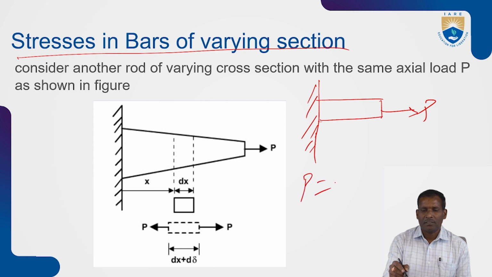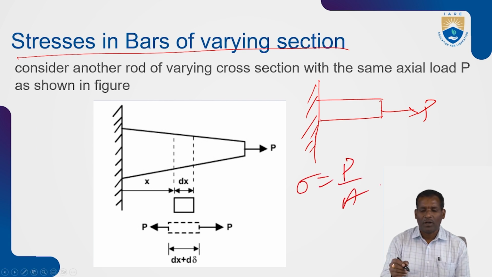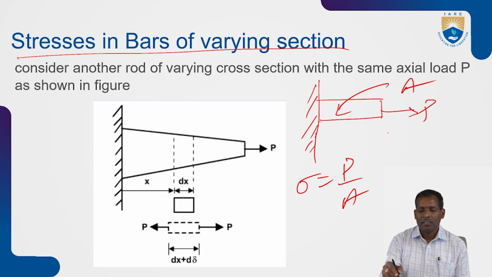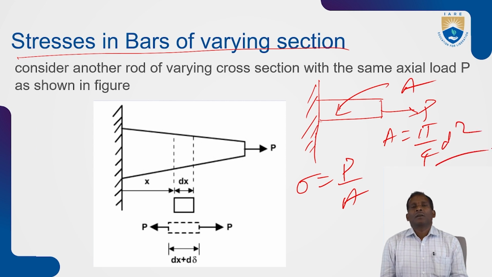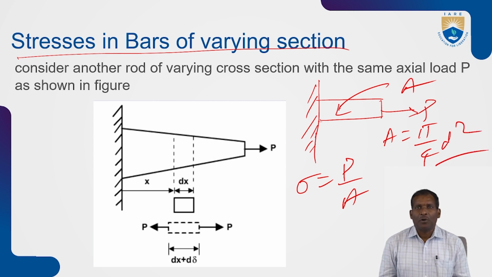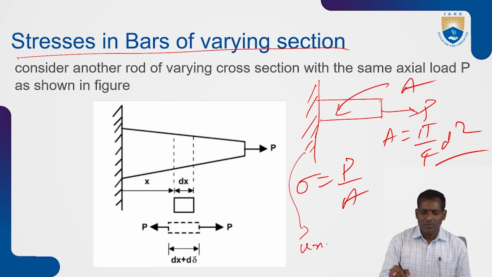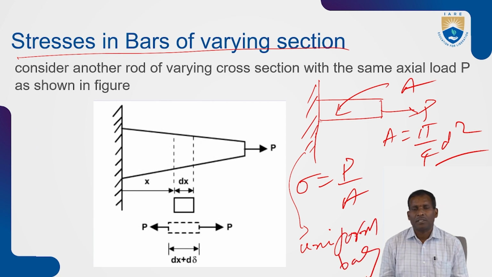You can calculate stress: stress is equal to load per area. So how much load is acting, and what is the cross sectional area A? Suppose the rod has diameter d, the area is equal to pi by 4 d square. So this is the case of a uniform bar, which we have already seen in a previous session.